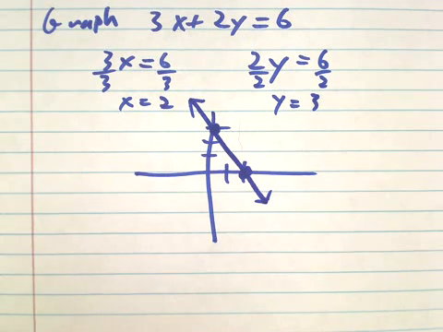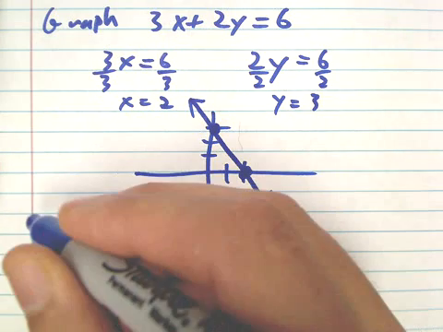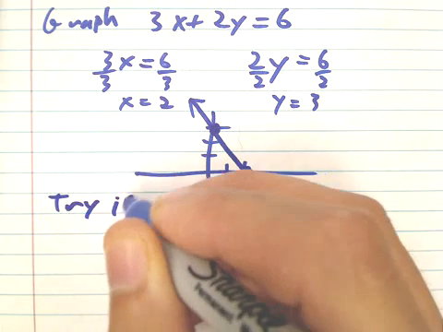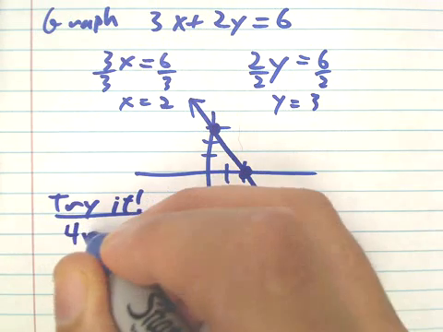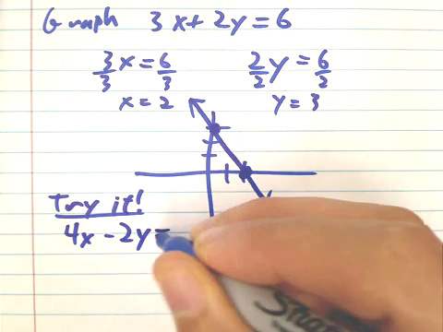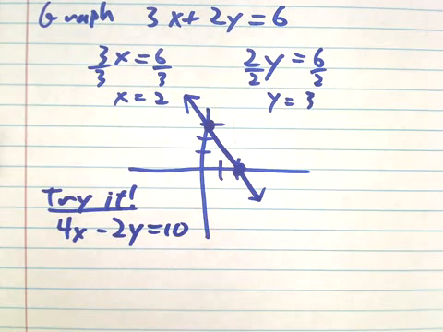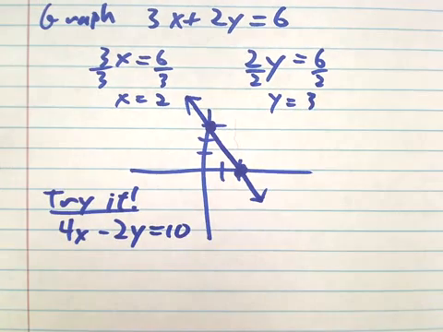Okay? So I want you to try one of these. I'll give you the equation 4x minus 2y equals 10. 4x minus 2y equals 10. Go ahead and try that out using a similar technique. One of the numbers will be a decimal. Go with it.